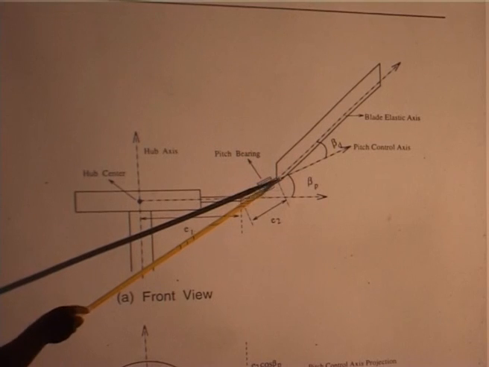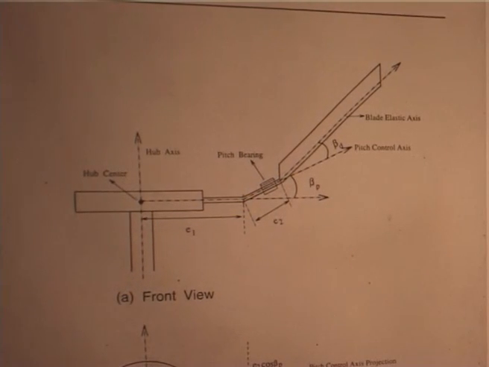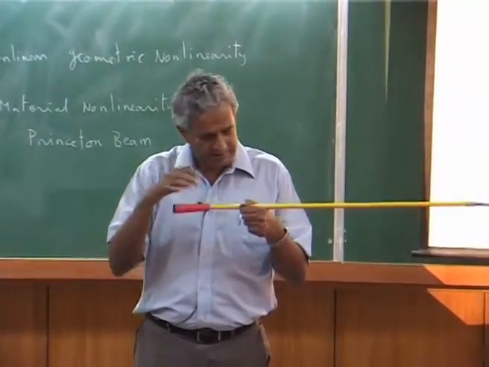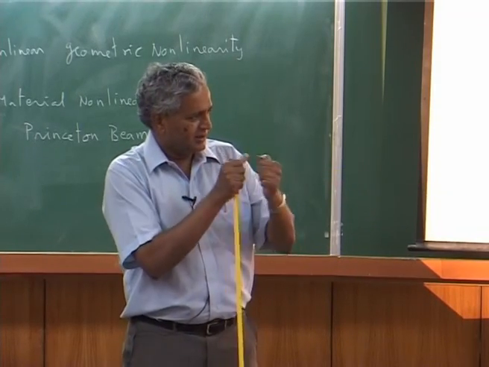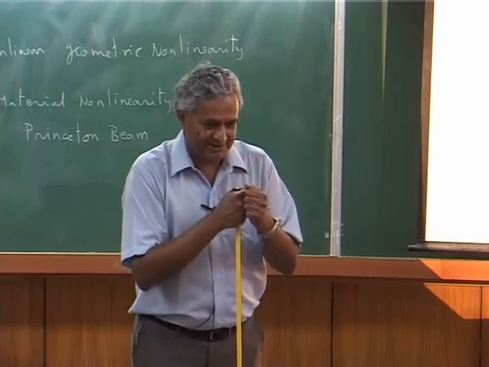Here there will be a hinge. Earlier they actually had bearings, now they have elastomers, which are actually soft. Our blade has a thrust bearing to take the centrifugal force.